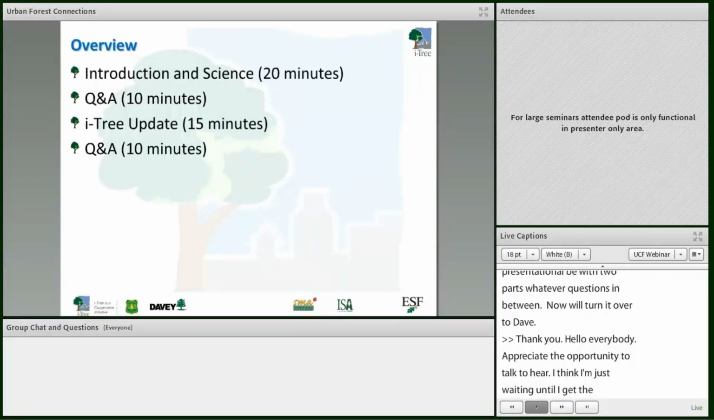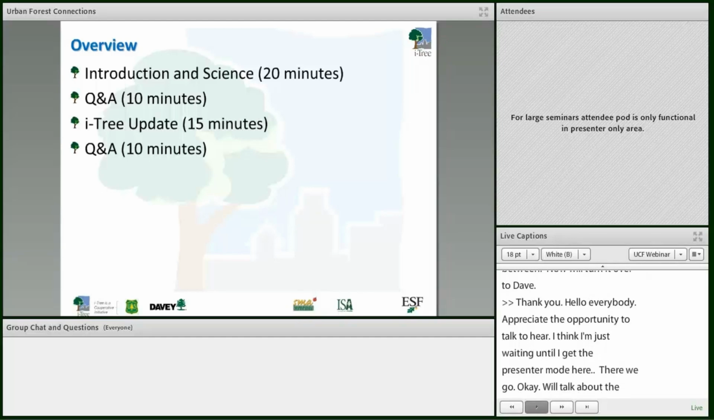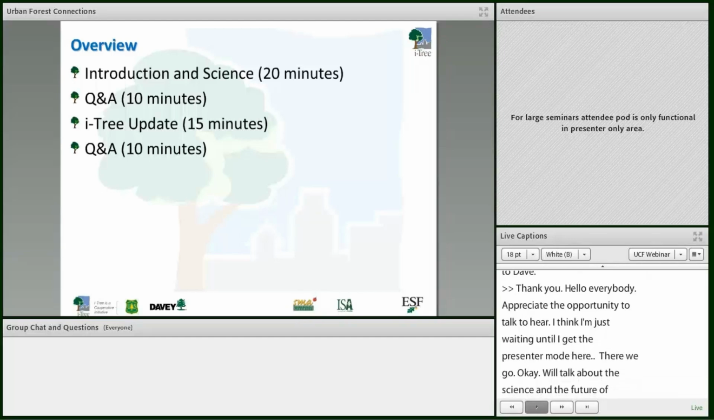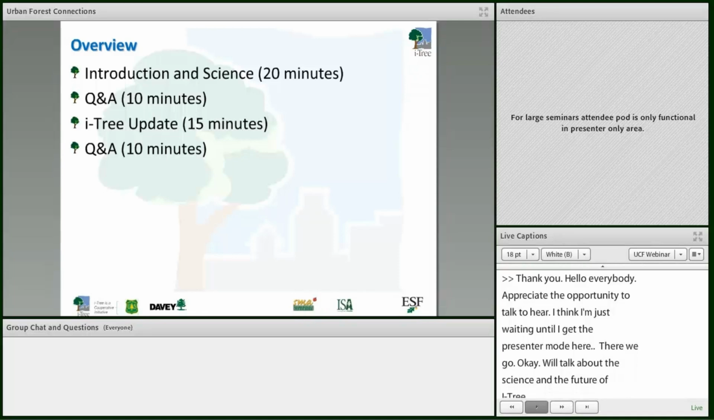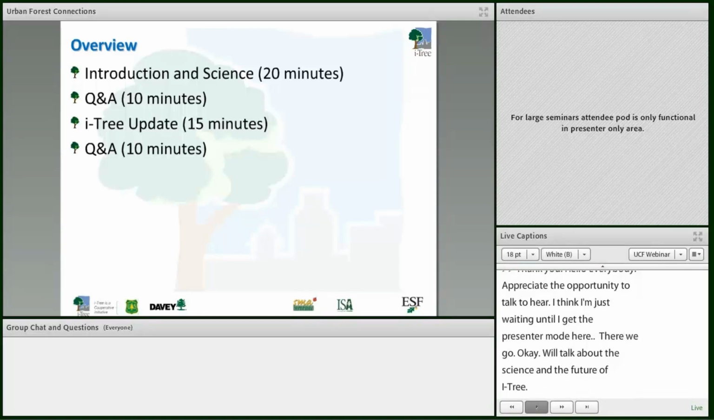I'm going to talk about the science and the future of iTree. I'll go about 20 minutes, really briefly, on the introduction of iTree, so everybody's on the same page, and then talk about the science. We'll have 10 minutes for questions, then I'll talk about an iTree update for about 50 minutes, and we'll take questions after that.